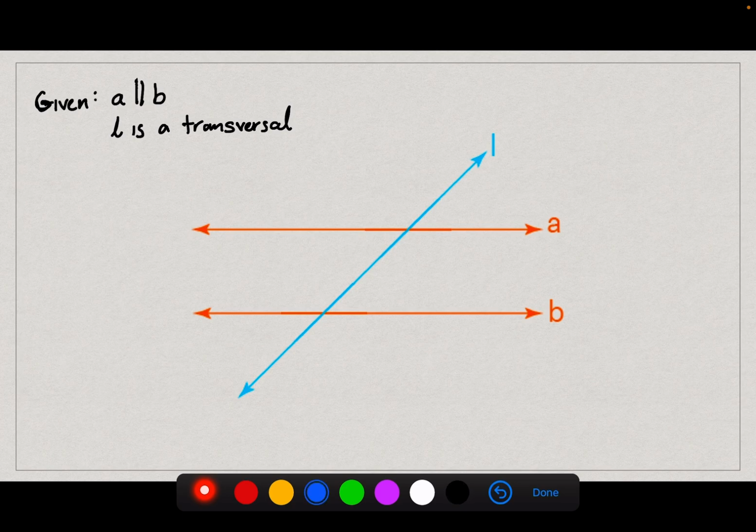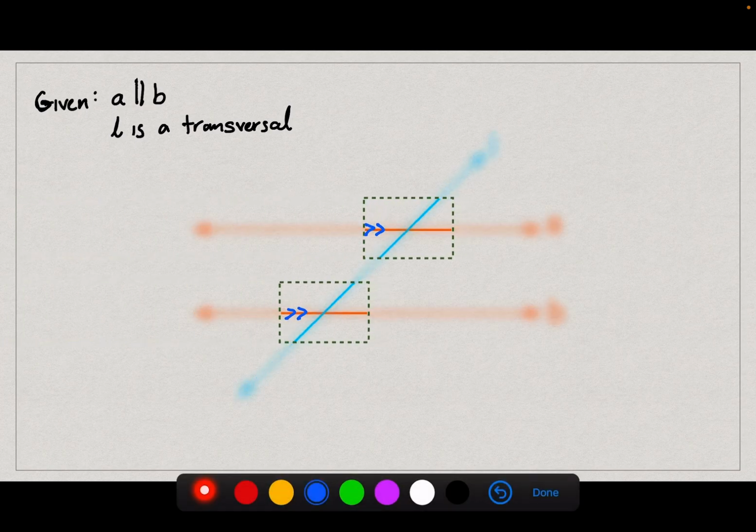If we say that A and B are parallel, so we can actually make them parallel by putting these little indicators on there, then what we know is that the intersection at each of those parallel lines are actually going to be identical, okay? So these are identical intersections.